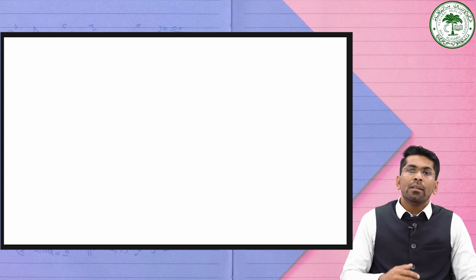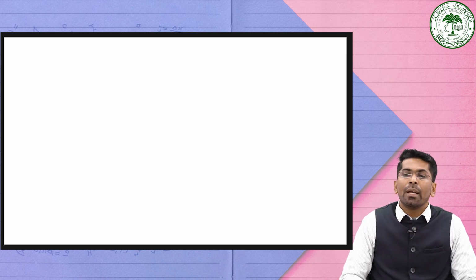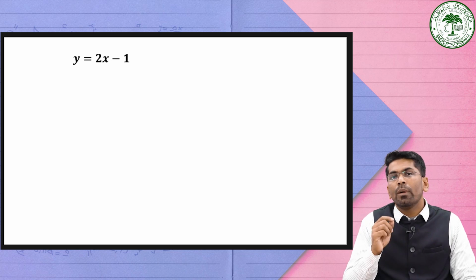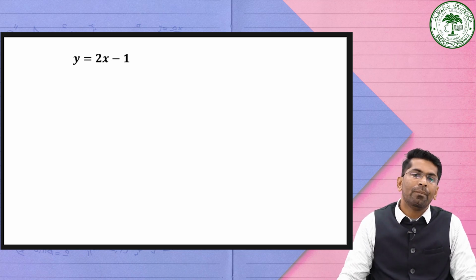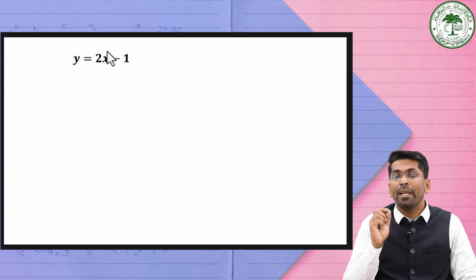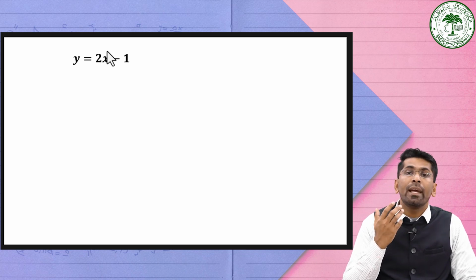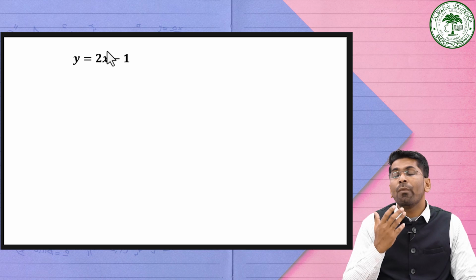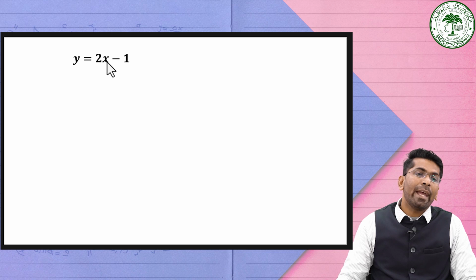Now, suppose we want to graph a linear function, that is y is equal to 2x minus 1. This is a linear function. The highest power of the variable x is equal to 1. We can begin by substituting the value of x into the equation, and accordingly we can determine the resulting value of y. For each x, we will have a y value. So we will have an ordered pair of x and y values.